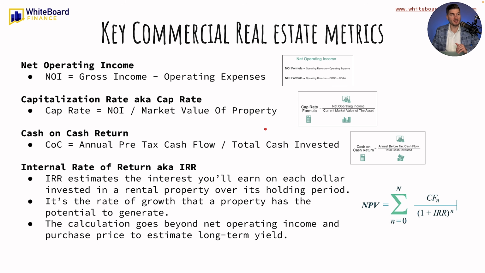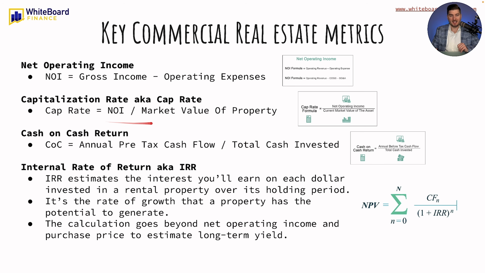So let's talk about key commercial real estate metrics here. Number one is NOI. This is going to be your most important metric. This is basically your net operating income. It is your gross income minus your operating expenses. And don't worry, I'll go into depth on NOI in the next couple slides. But just know it's basically income minus expenses. It doesn't count your interest or your mortgage on the property. Think of this as your EBITDA, your earnings before interest, taxes, depreciation, amortization.